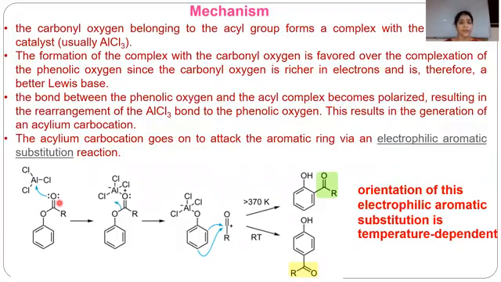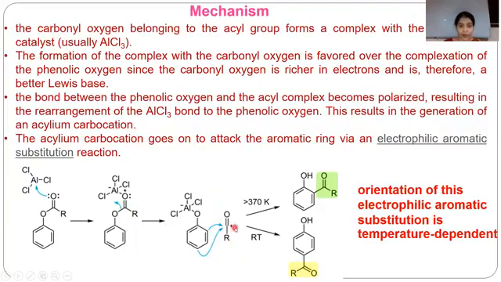The bond between the phenolic oxygen and the acyl complex becomes polarized, resulting in the rearrangement of AlCl3. This step involves the rearrangement of the AlCl3 bond to the phenolic oxygen. This results in the generation of the acylium carbocation. This RCO group is removed from here in the form of a carbocation.